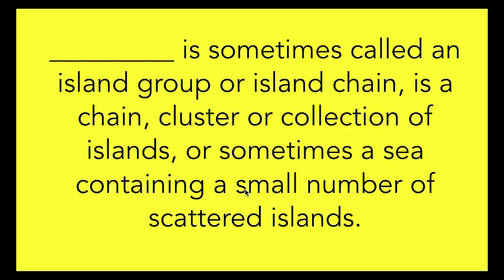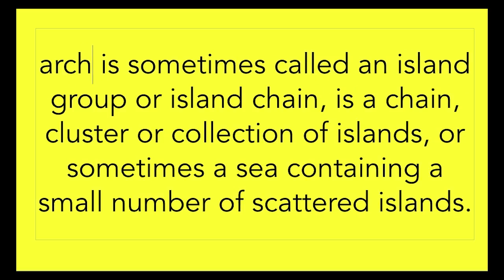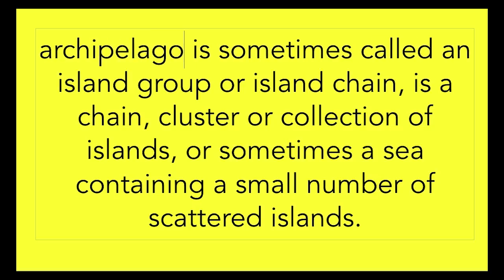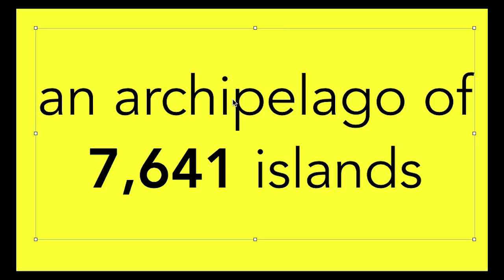Next, what type of country is the Philippines? It has lots of islands and lots of water surrounding it. What is that called? It is an island group or an island chain or a collection of islands, sometimes a sea containing a small number of scattered islands. What is that term called? The Philippines is, yes, an archipelago. Now, it's not one of the biggest archipelago countries in the world. I'll leave that up to you. I want you to search that up. What is the biggest archipelago? But the Philippines is actually one of the many countries that is an archipelago.